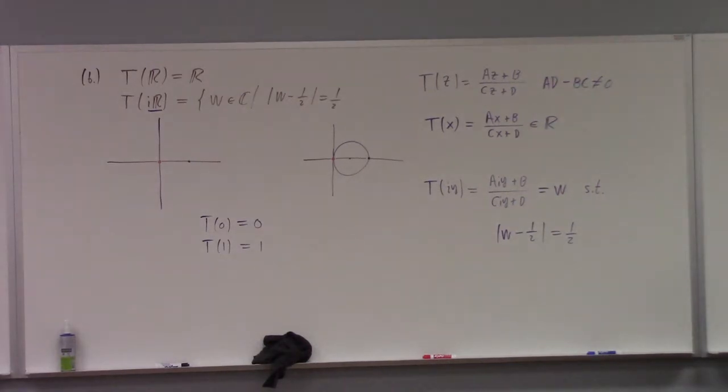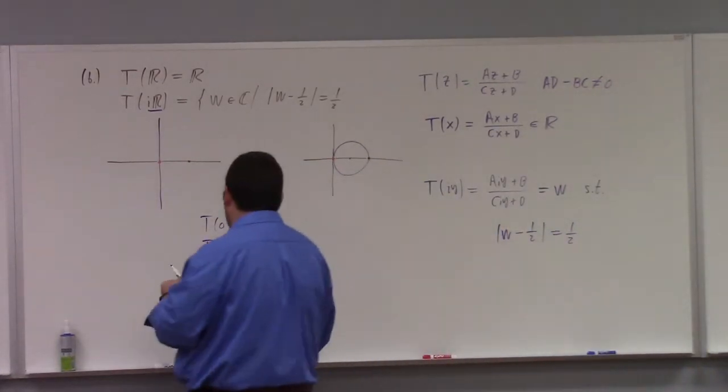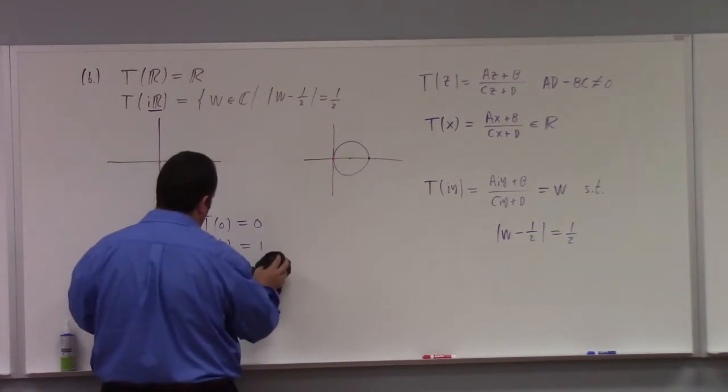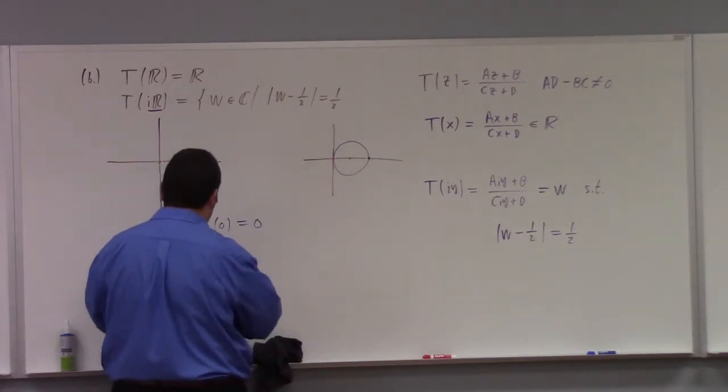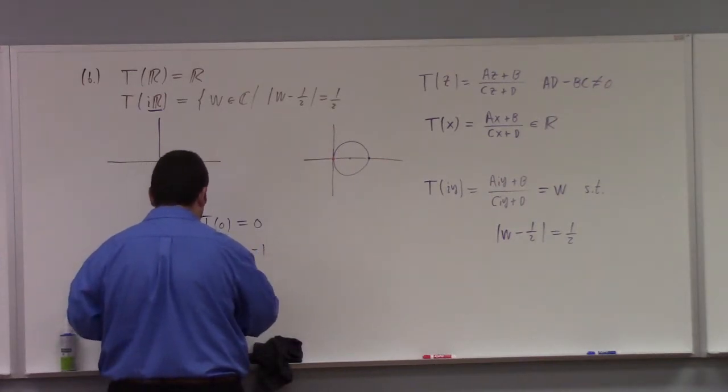Does it matter? You just do it however you want, as long as it works. If it works, it works, right? What are your 3 points? Like I did T of 0 is 0. T of minus 1 is minus 1. And then T of infinity is 1.